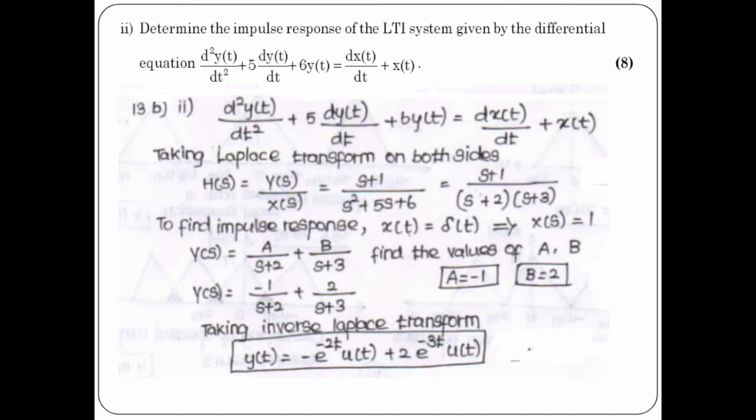Find the value of A and B by partial fraction. A will be minus 1 and B will be 2. So substitute it and take inverse Laplace transform. Y(s) will be y(t), minus will be there, 1 by s plus 2 will be, the inverse Laplace will be e power minus 2t u(t), plus 2 as a coefficient, and then 1 by s plus 3 will be e power minus 3t u(t). So this is the impulse response of the given differential equation.